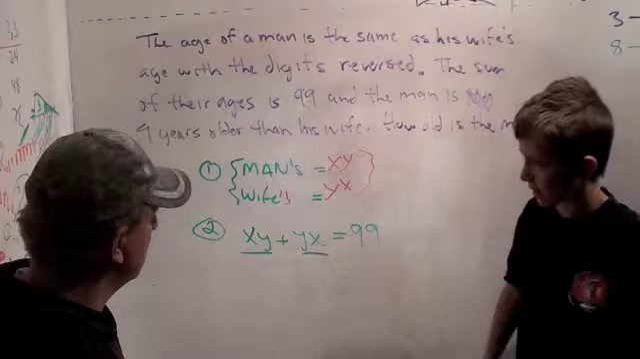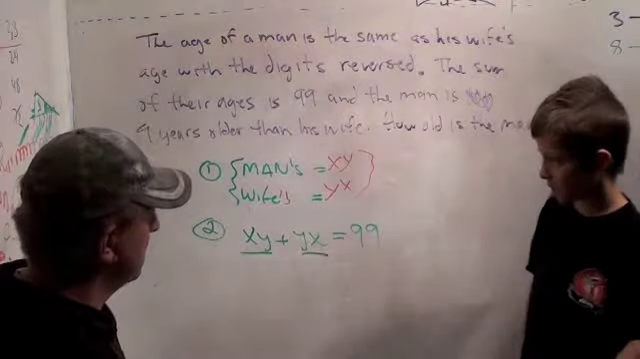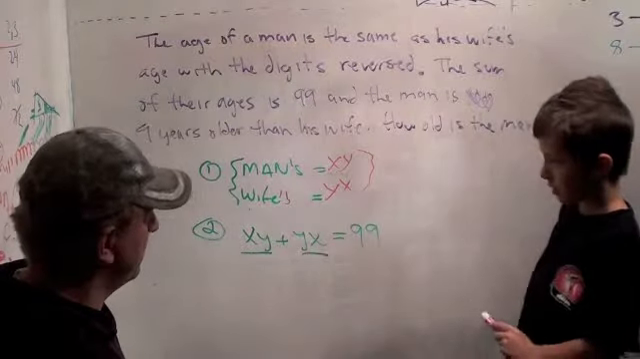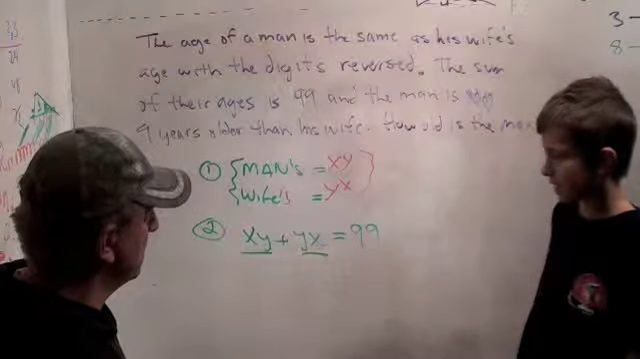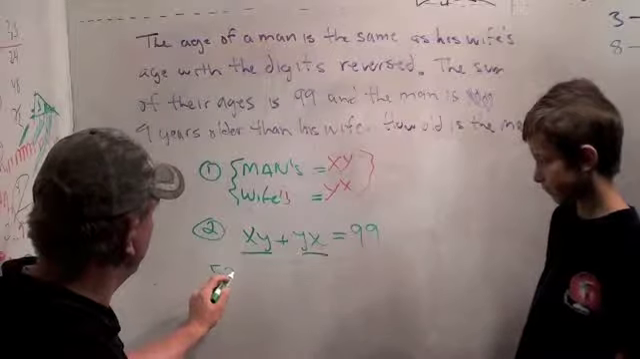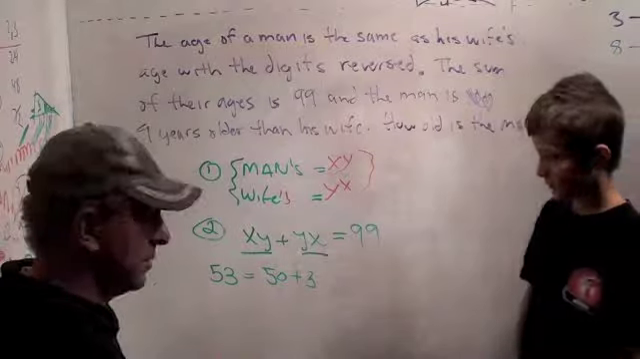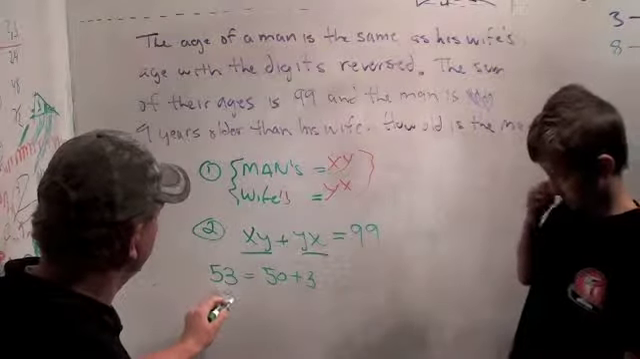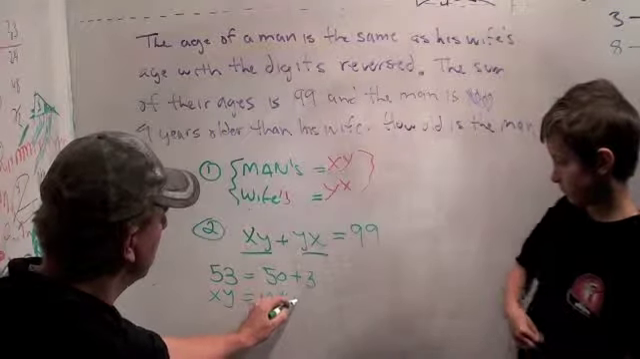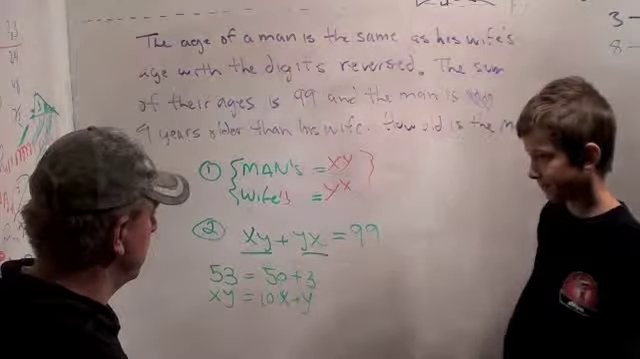Now, this is the same as... Okay, what is it the same as? 11x plus 11y. Okay, why is that? Because xy is 10x plus y, and yx is 10y plus x. Okay, so the number 53 is the same as 50 plus 3. So that tells us that the number xy is the same as 10 times x, plus y.